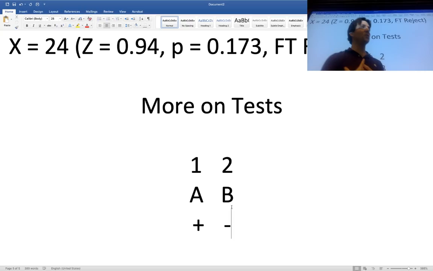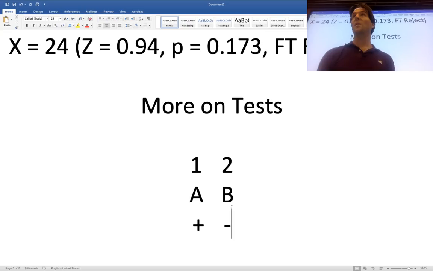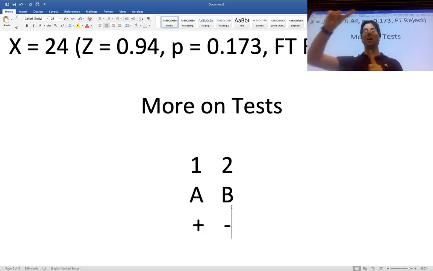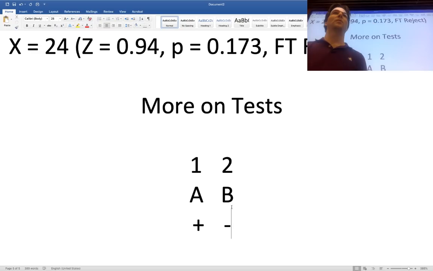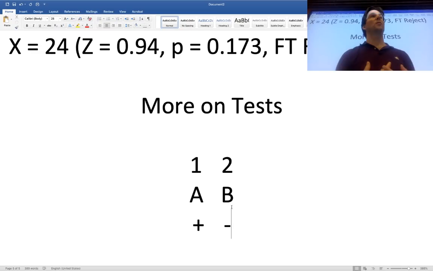Question? Wait, so you failed to reject the type 1? Go ahead, careful. Repeat it with me. In a type 1, the null is true, and it'd be a mistake to reject it. In a type 2, the null is false, and it'd be a mistake to fail to reject it. Does that make sense? So a type 2 is when we fail to reject a false null. A type 1 is when we reject a true null.